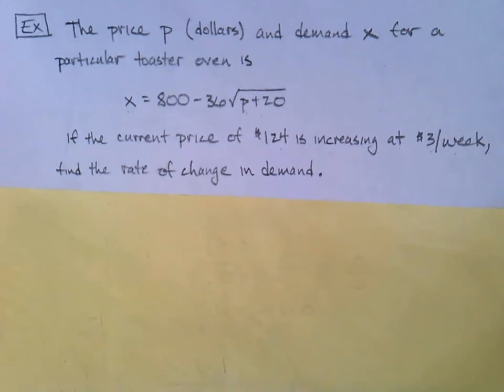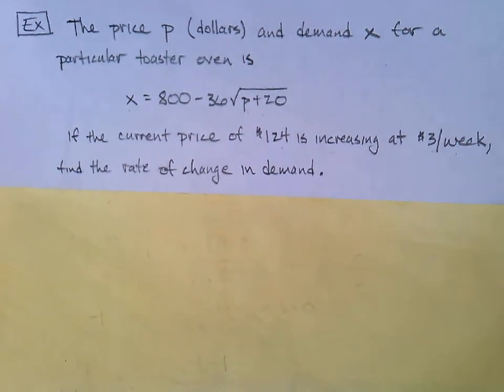All right, now this problem, we actually really like it because we already have the equation. We don't have to come up with the equation on our own, which is usually the hardest part. There's no drawing, because the whole point of the drawing is to get the equation, right? So we got the equation: X equals 800 minus 36 square root of P plus 20. We can jump right into step number 3, taking the derivative of both sides.